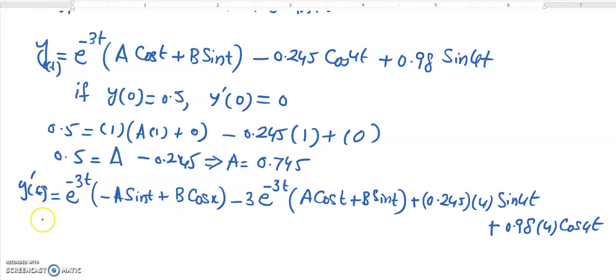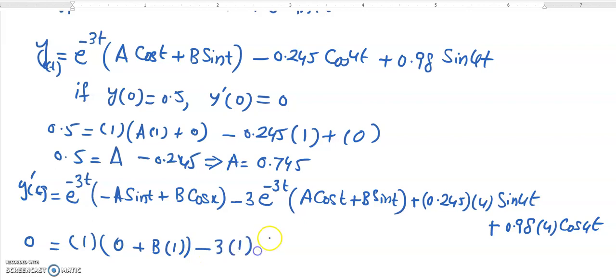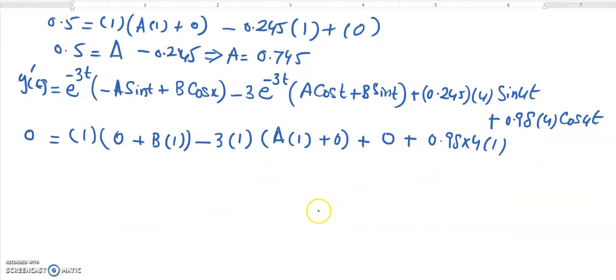Okay, so now we put the value t = 0, so y prime is 0. This term will be 1, this term will be 0 since sine is 0, and then this will be b times 1. Cosine is 1, then that term is 0, and this term will be 0.98 times 4 and times 1. Okay, hope I did not make a mistake here.